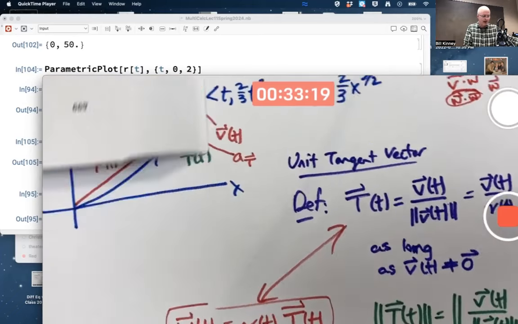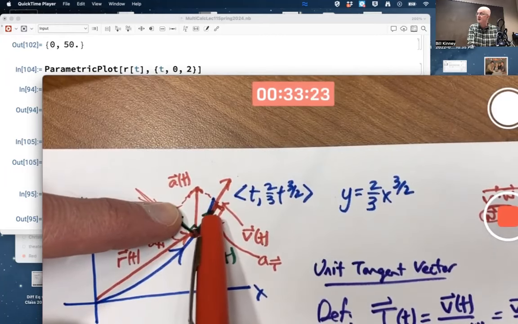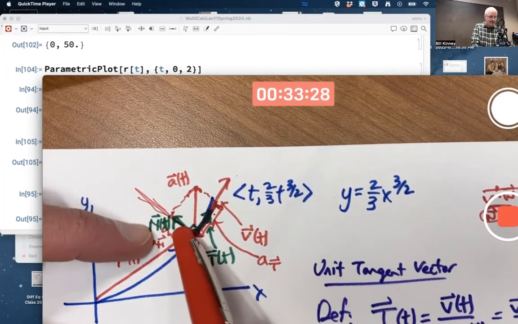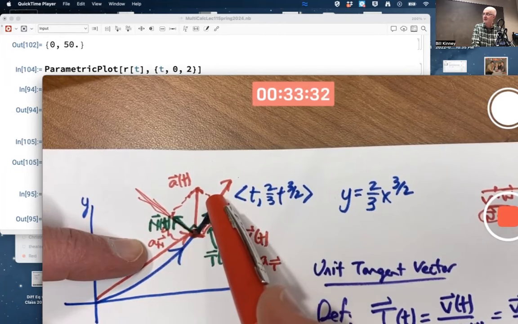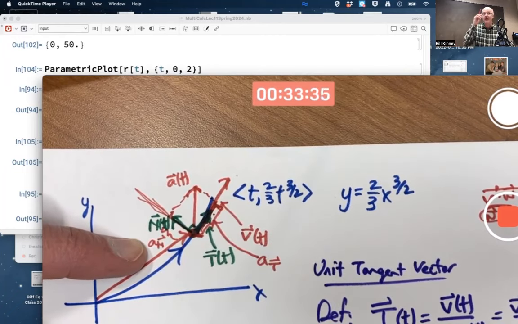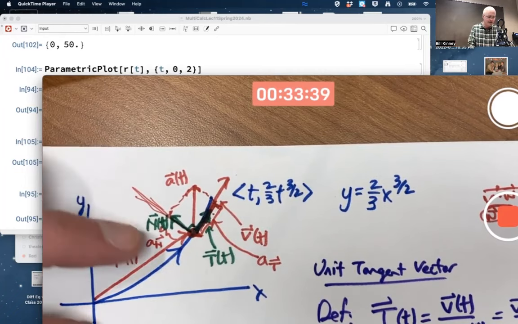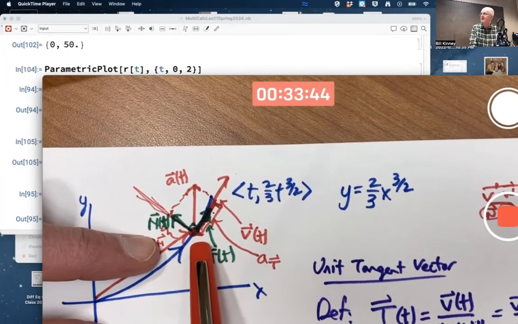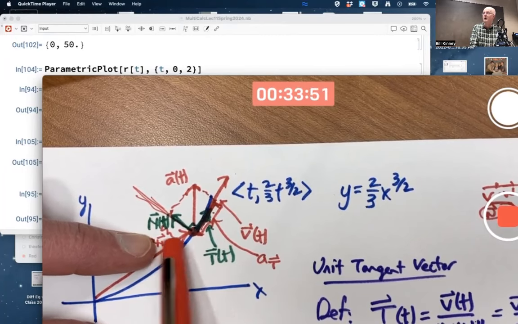It's positive when the angle between a and T is less than 90 degrees, as it is in this picture, meaning you're speeding up, going faster and faster. If the acceleration vector were pointing back this way and had an angle bigger than 90 degrees with the velocity vector, then you'd be slowing down. The rate of change of the speed with respect to time would be negative. a T would not be a positive distance. It would be a negative distance, so to speak. The component in the tangential direction of acceleration would be negative. But the normal component is always positive.